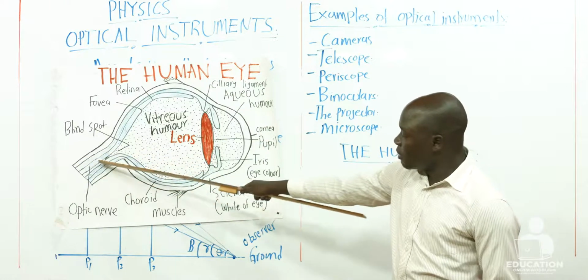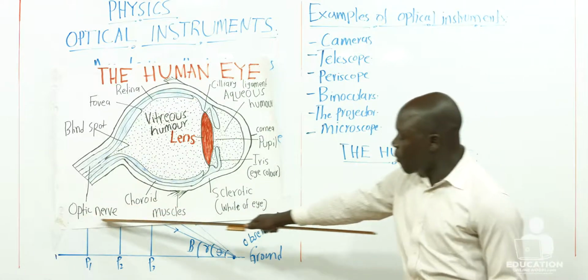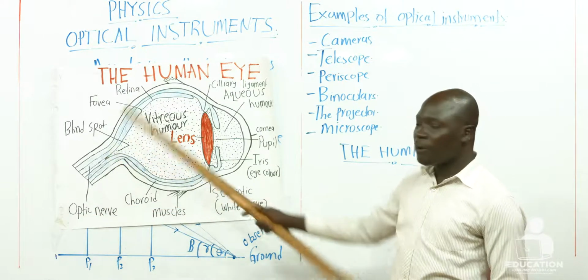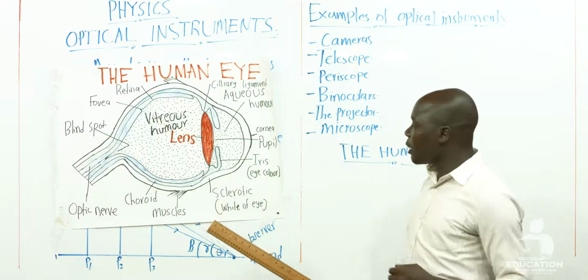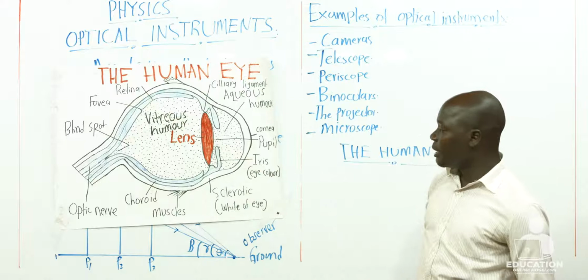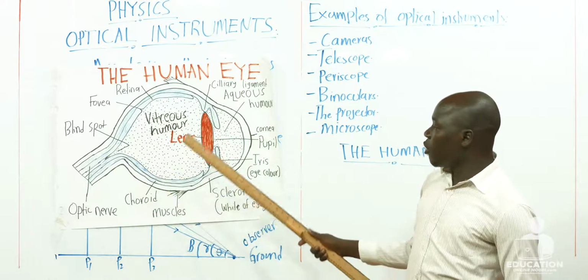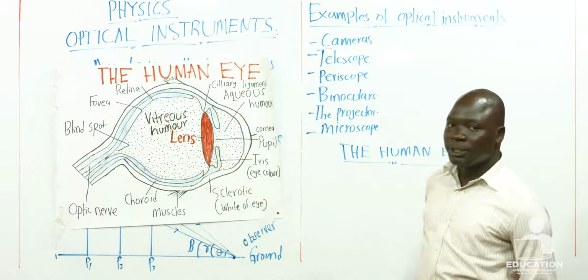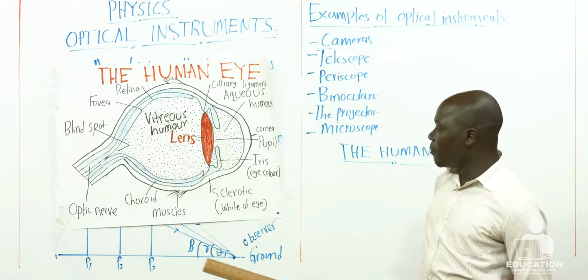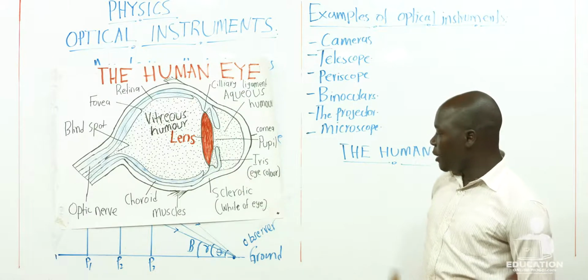Then we have a group of nerves which is called the optic nerve. This optic nerve is the one that sends information from the human eye to the brain. Once an image has been formed on the retina, the optic nerve sends the information to the brain. The brain will interpret and say, okay, this is a human being, this is a tree.